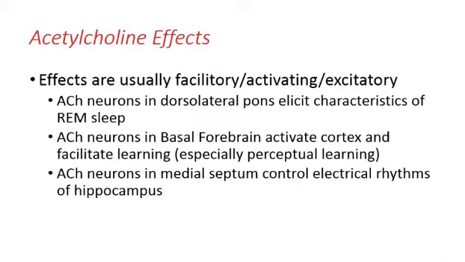The effects of acetylcholine are usually facilitatory, activating, or excitatory. If neurons in the dorsolateral pons are stimulated, for example, it can elicit characteristics of rapid eye movement sleep, or REM sleep. Stimulating neurons in the basal forebrain will activate the cortex and facilitate learning, especially perceptual learning. Stimulating the neurons in the medial septum controls electrical rhythms of the hippocampus. So again, stimulation of these acetylcholinergic neurons will produce more of a facilitatory, activating, or excitatory type of effect.